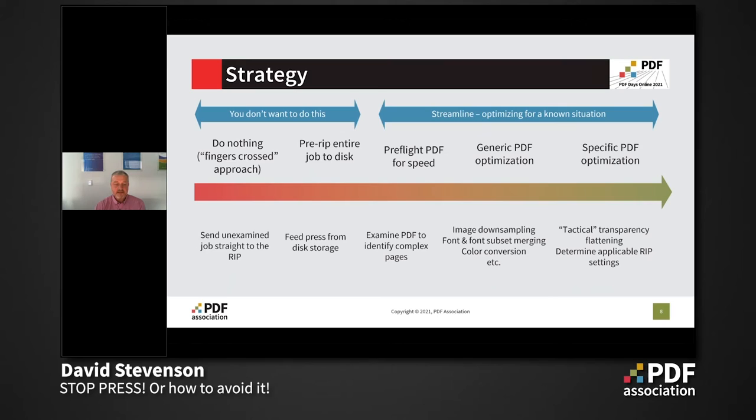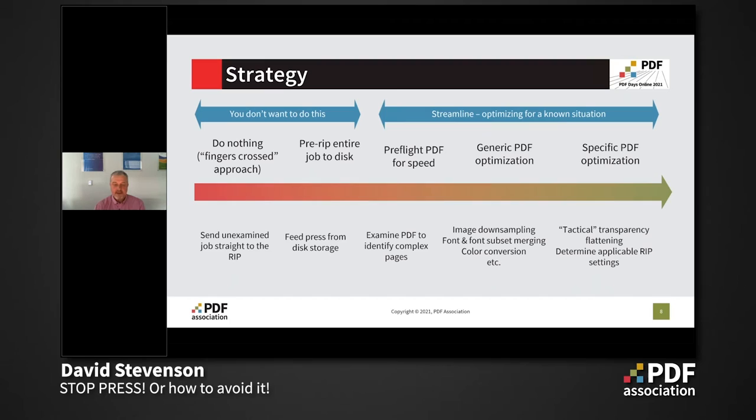So we've come up with a proposition that we refer to as streamlined. So it's optimizing for what we know about the PDF. So we start by examining the PDF to identify complex pages, such as the transparency I referred to earlier. And in some cases, we may choose to flatten that transparency. Just rendering that page is much faster than rendering the whole job, but can keep the job capable of running at speed.